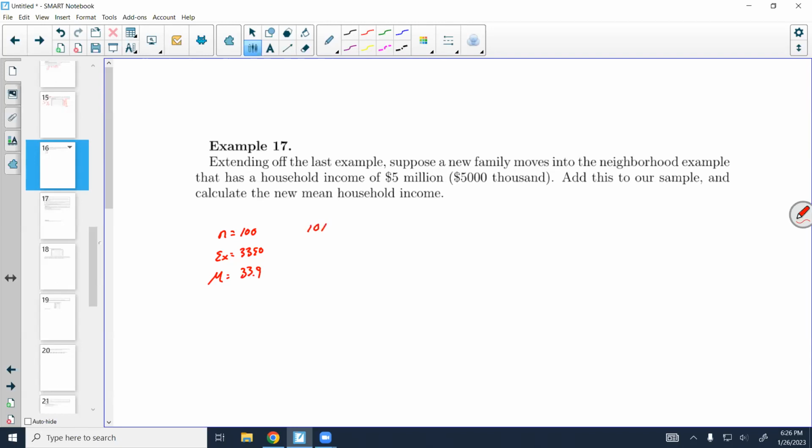Okay? Everybody good? So looking at my sum of x's, I had 3,390. I'm adding 5,000. Now I have 8,390. That's my new sum of x's. So now to find my mean, remember it's the sum of all the x's over n, which is 8390 over 101. I guess that's Bill Gates that moved into the neighborhood.